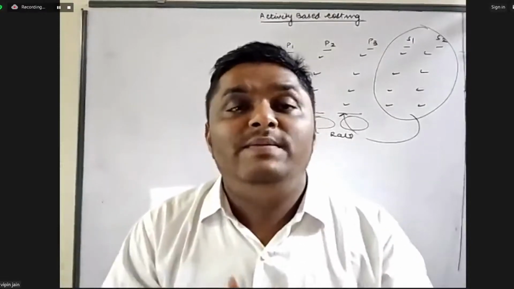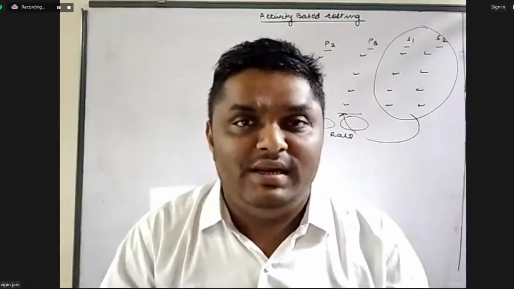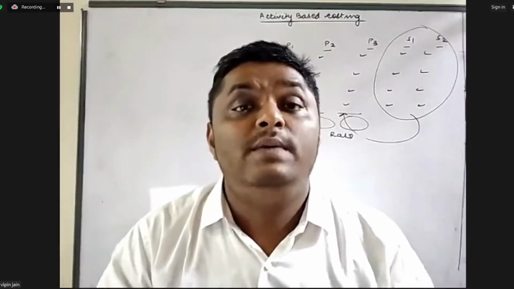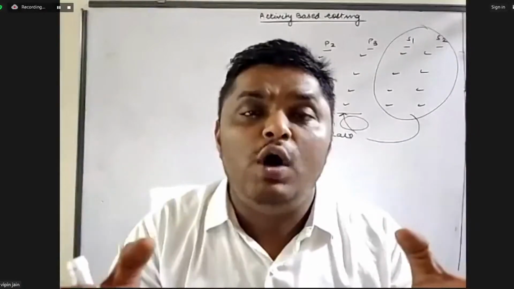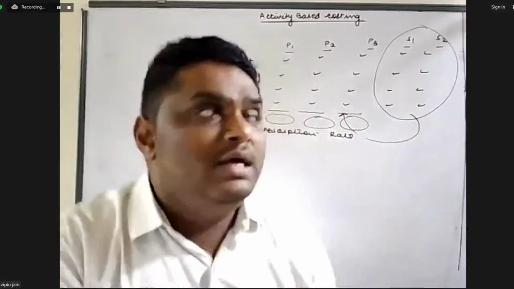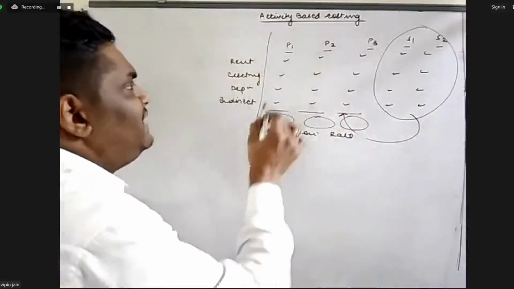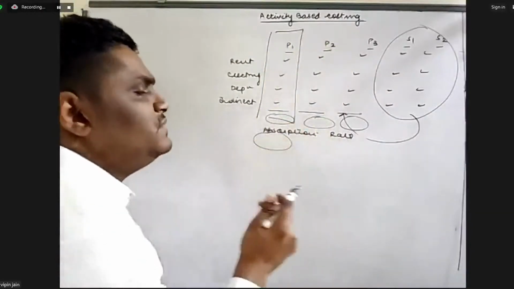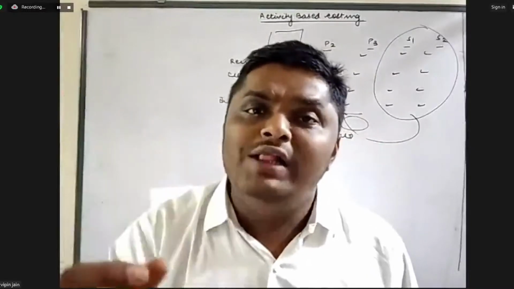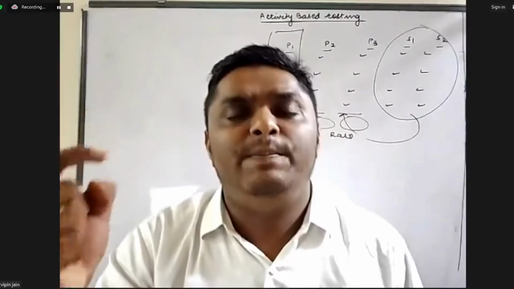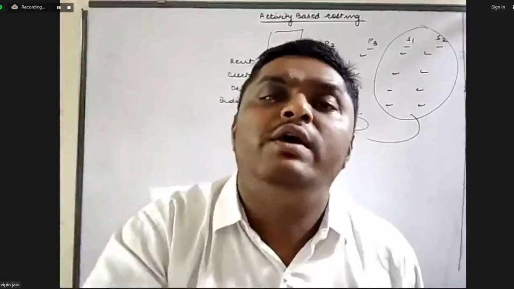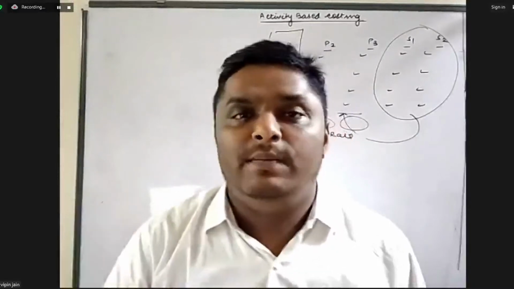Now, activity-based costing says that this approach is incorrect. How can you absorb all the overheads of a particular department using a single base? How can you absorb all the overheads, that is rent, electricity, power consumption, depreciation, only on a single basis? I have a better approach.